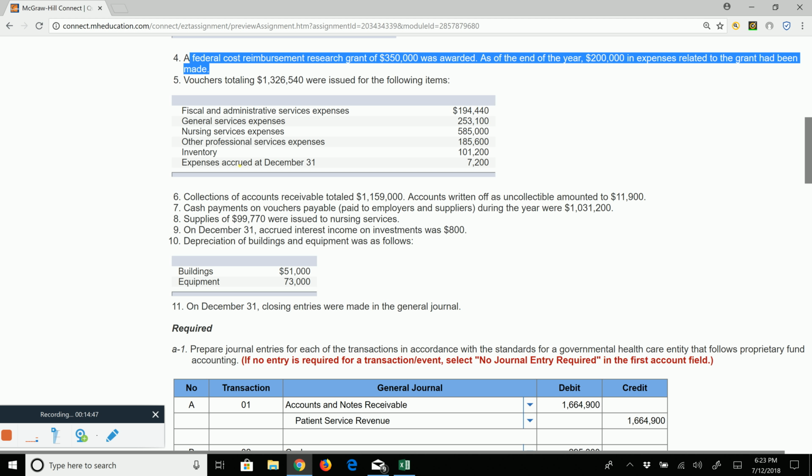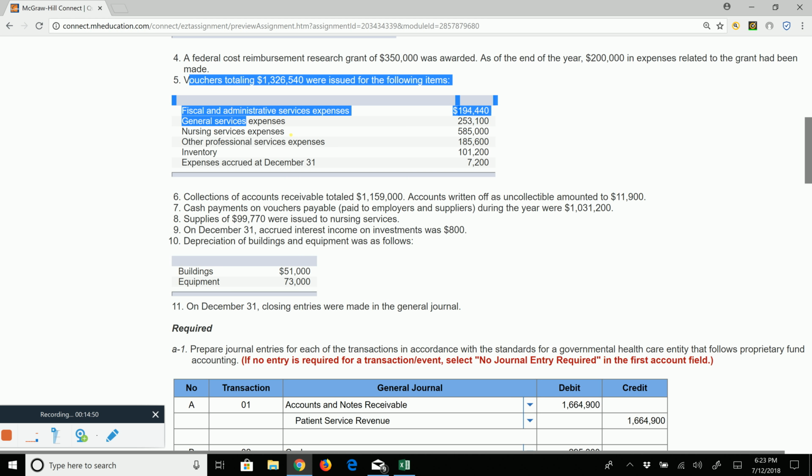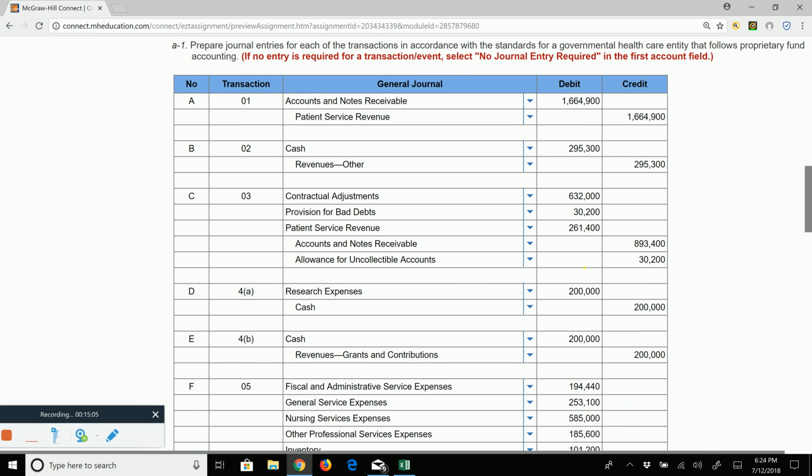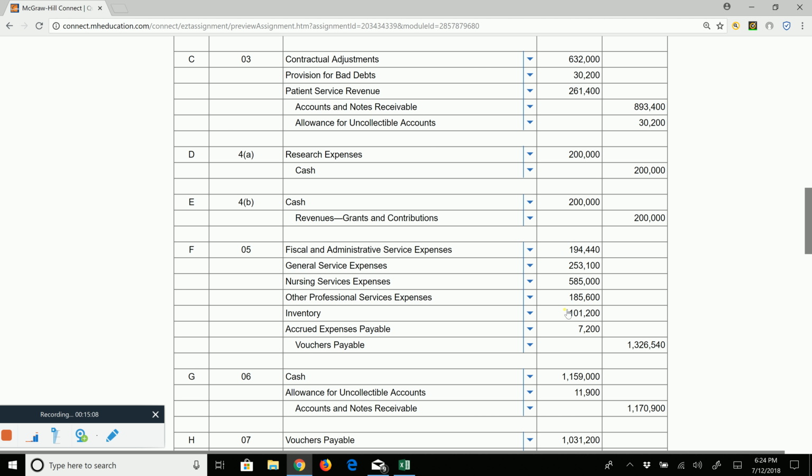All right, number 5. Basically, we vouchered a whole bunch of expenses for payment. Some of it is inventory, which is an asset, and some of it is accrued as of the end of the year, or I should say accrued previously, and now it's vouchered for payment. So we're going to debit all of our expense accounts, debit inventory, debit our liability accrued expenses, and it's all vouchered. And what this word vouchered means basically is approved for payment. So we will credit the liability vouchers payable. And we'll be ready to pay that off really soon here.